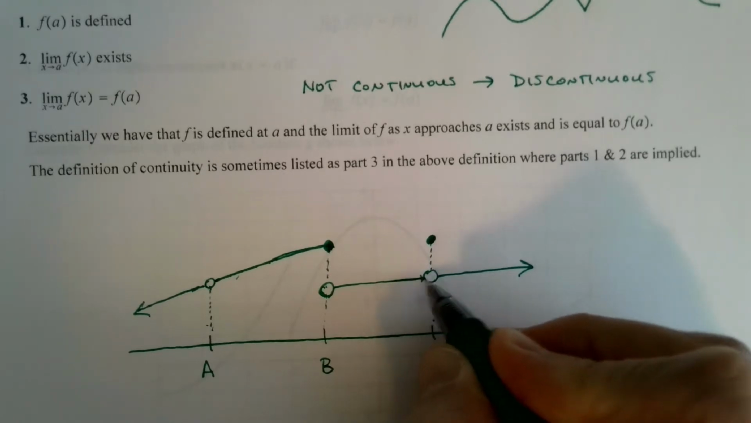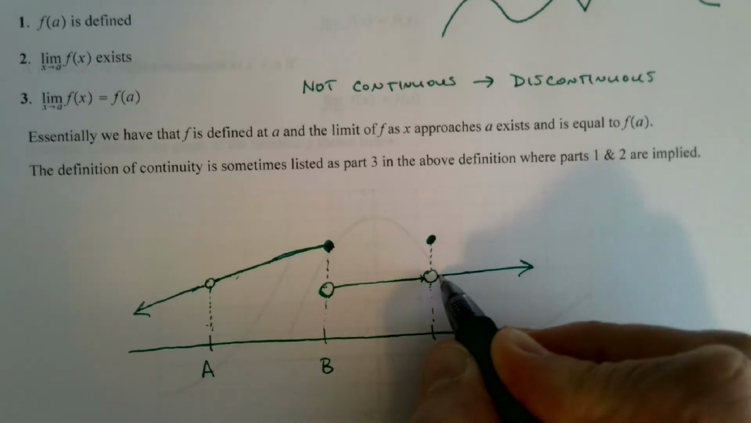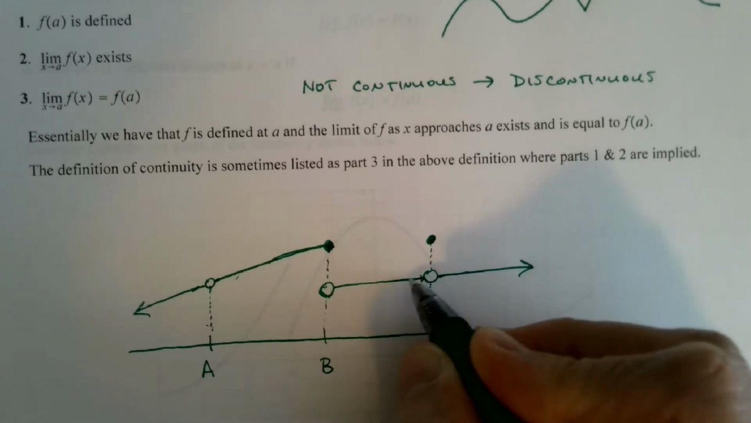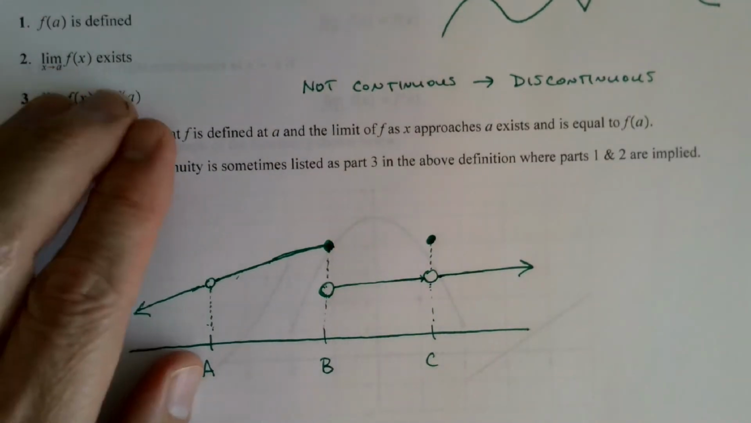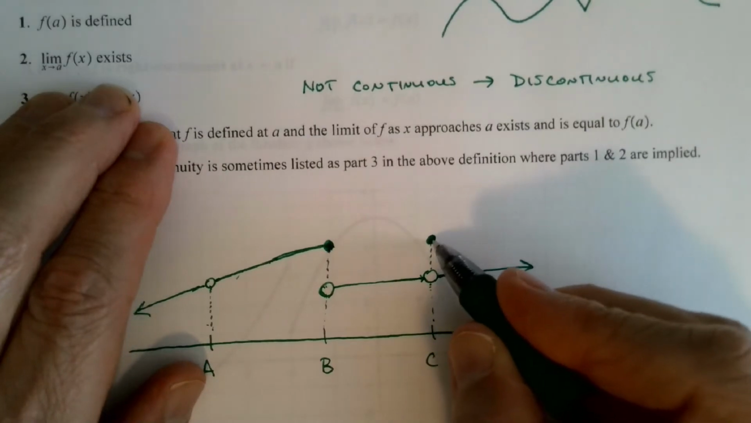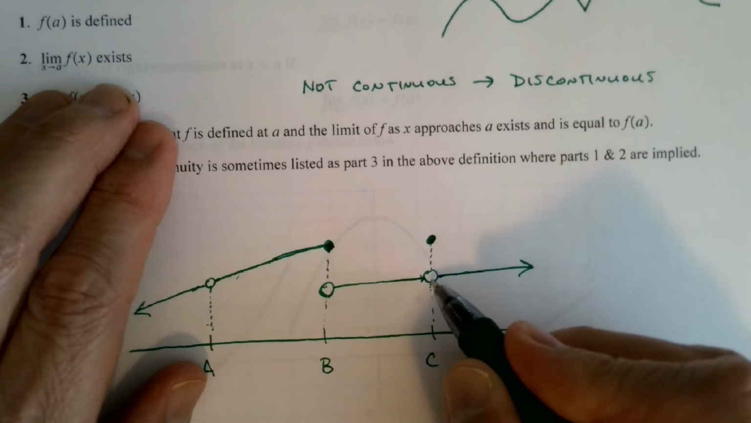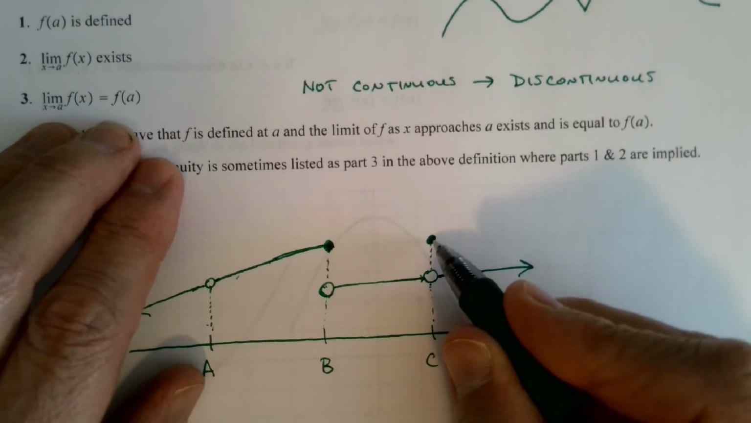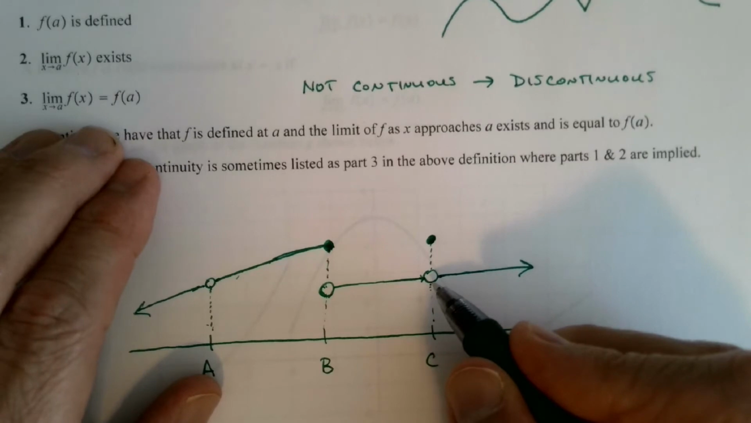I'm going right to this hole, so the limit from the left exists. It's equal to the y-coordinate of this hole. The limit from the right, where am I going to? Same thing, going right to this hole. So the limit from the right also exists. And the limit from the left and the limit from the right are equal. Therefore, the limit exists. So the function exists, right? The value of the function is the y-coordinate of this point. The limit exists. That's the y-coordinate of this hole. The problem is, those two values are not equal to each other. The value of the function is larger than the value of the limit. And so number 3 is violated.